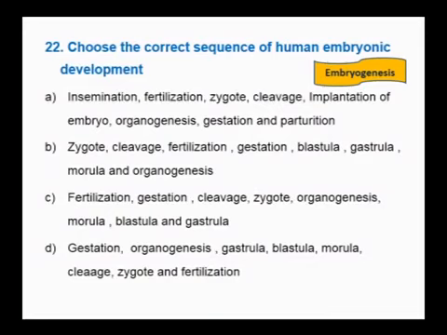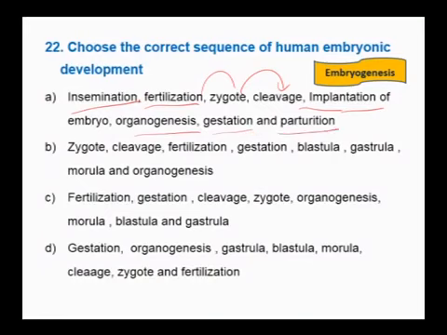Insemination. Insemination is the process of release of sperms into the vagina during sexual intercourse. So that leads to fertilization. Fertilization leads to the zygote. The zygote undergoes cleavage, that is repeated mitotic division. It results in the formation of morula, blastula and so on. Then there is the implantation of the embryo. Then organogenesis, the process of formation of organs. The complete duration required for the development of the embryo is the gestation period.